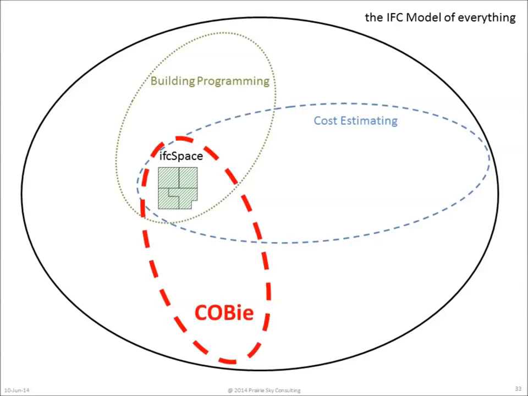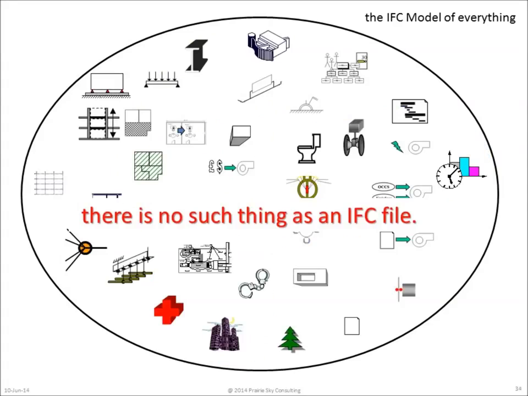spaces. As with building programming and cost estimating, some information is required about spaces at handover, but it's not exactly the same set of information, even though we're all talking about the same rooms in the building. So what I mean to say when I say there's no such thing as an IFC file is that no one wants all of the information at one time. Everybody only wants the piece of the information needed to get their work done.